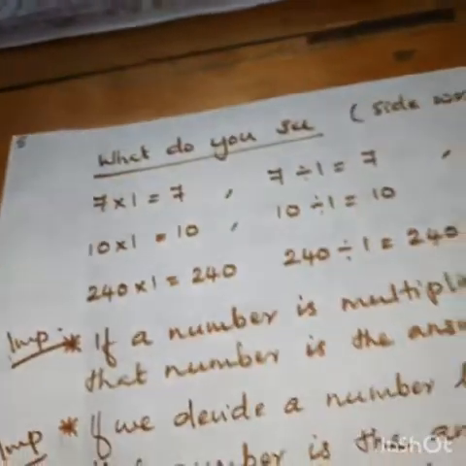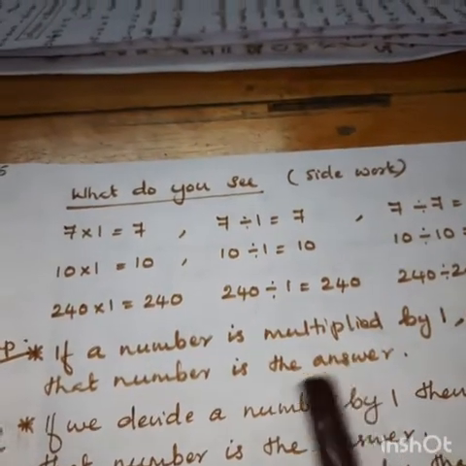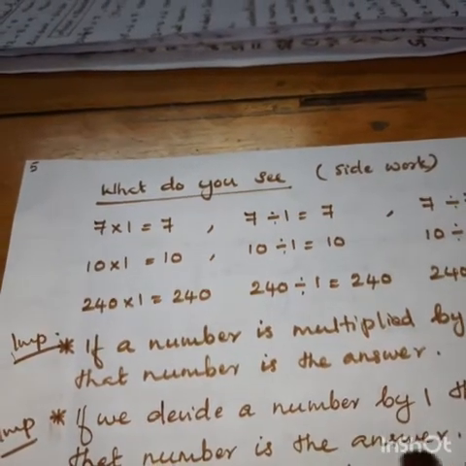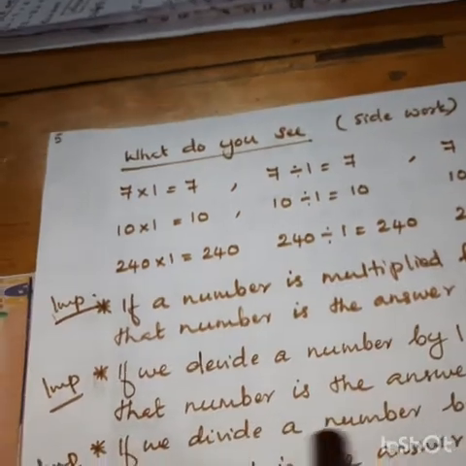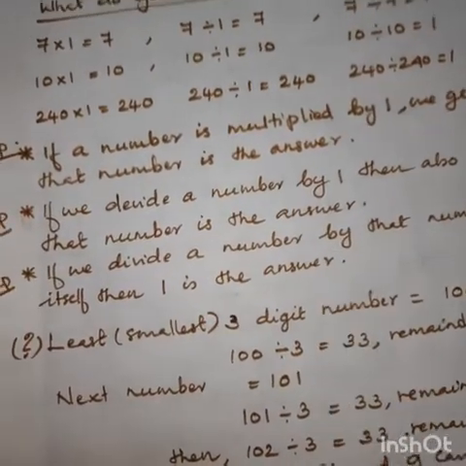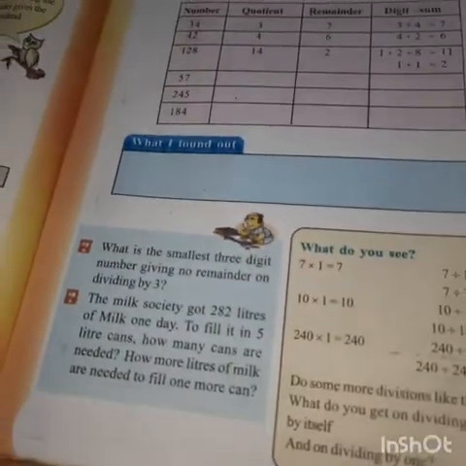If a number is multiplied by 1, we get the number as the answer. If we divide the number by 1, then also that number is the answer. If we divide a number by that number itself, then 1 is the answer. Then there are 3 more questions.